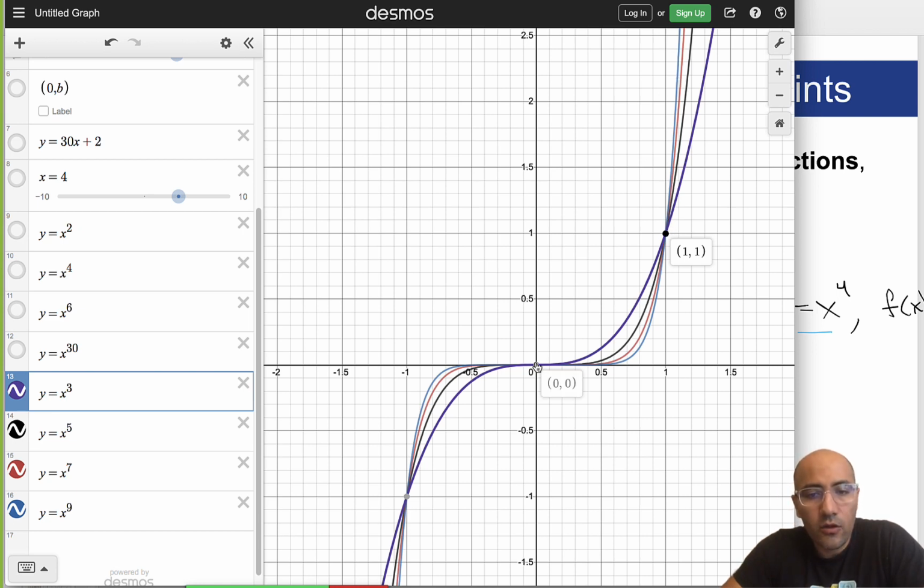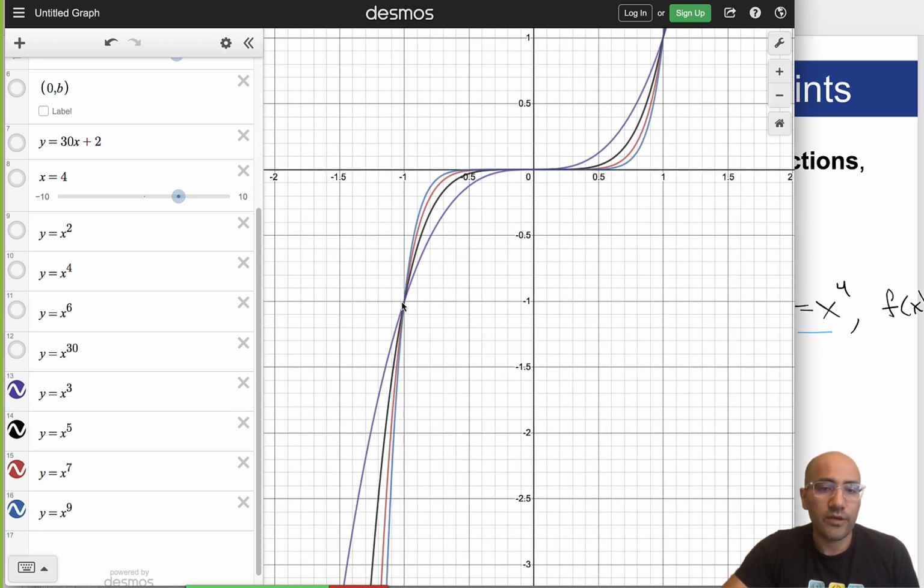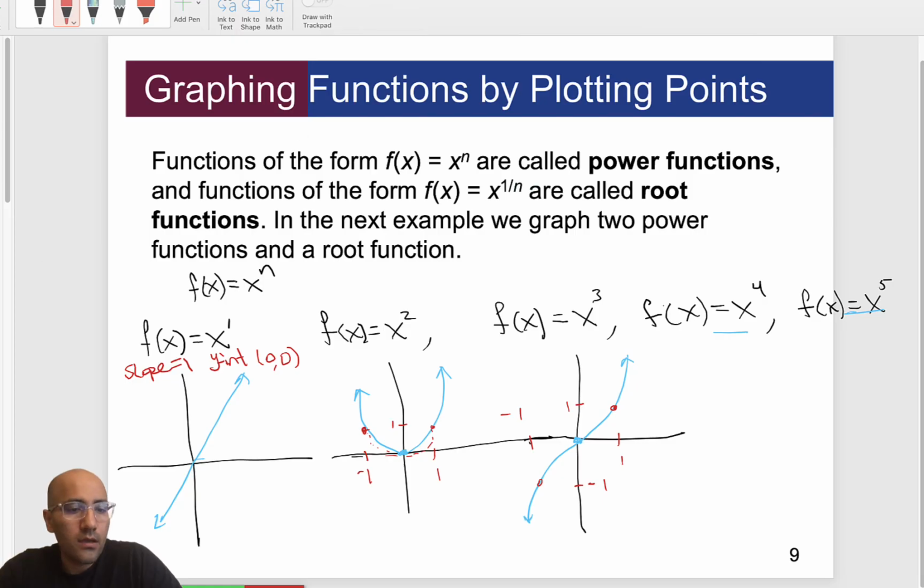Good. They all go through the origin, 0, 0. And then they go down in this direction. And again, they all go through this point, negative 1, negative 1. Right, so all of these functions have the same 3 points in common. It's just the pattern changes a little bit based on the regions. Through here, they're still negative, but they go toward the x-axis faster and faster, depending on the power. And then as we go farther in this direction, the bigger the power, the faster it goes toward negative infinity. All right, moving on.